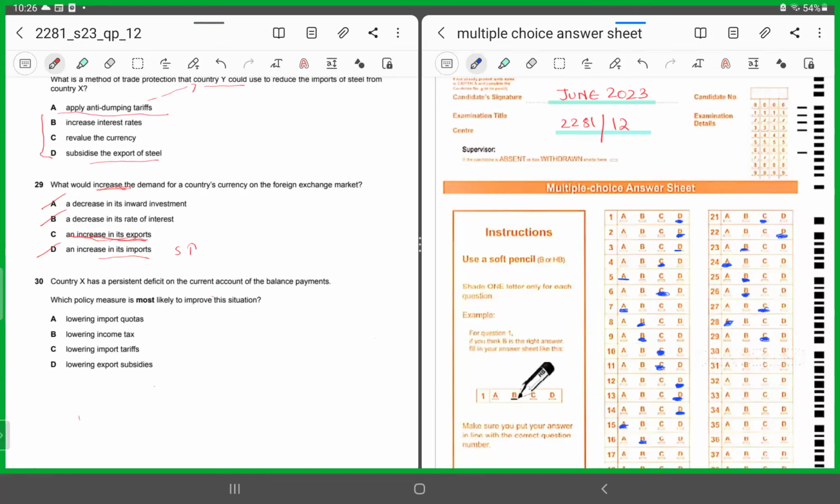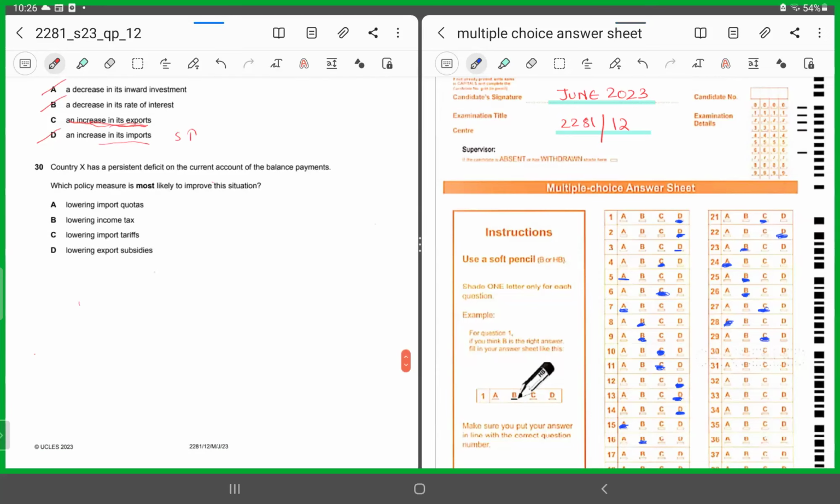30. Now 30 is easy, but there's a little trick in it. Let me explain. Number 30 says country X has a persistent deficit on the current account of its balance of payment. So there has consistently been a deficit situation. Which policy measure is most likely to improve this situation? The options are: lowering import quotas, lowering income tax, lowering import tariffs, and lowering export subsidies.